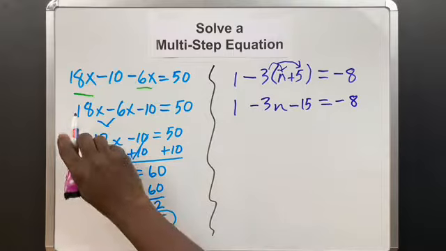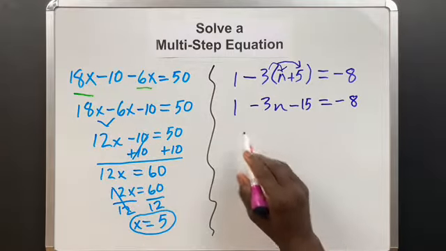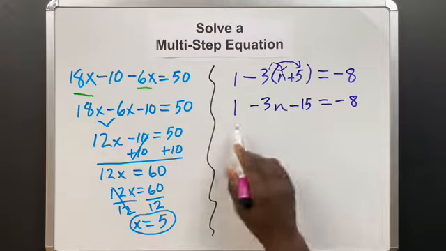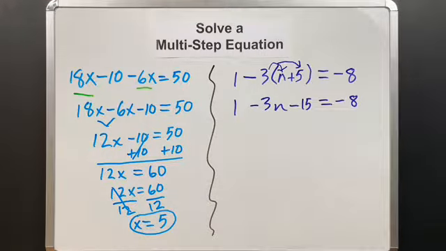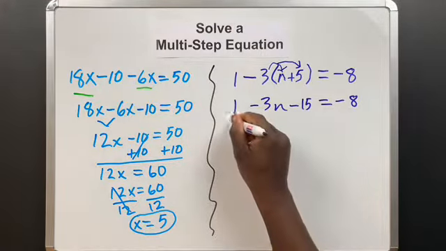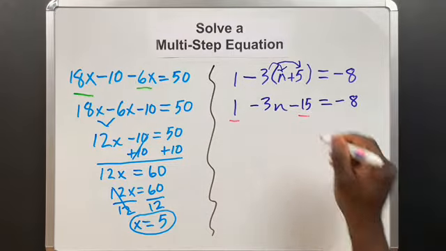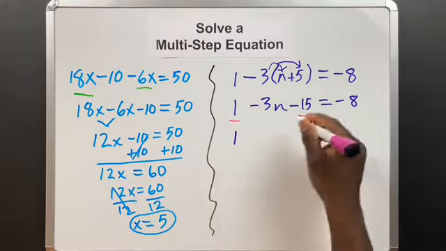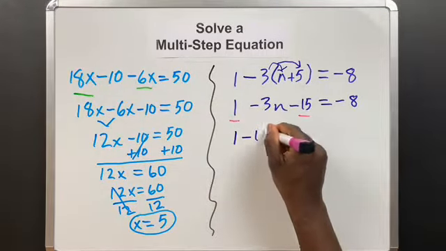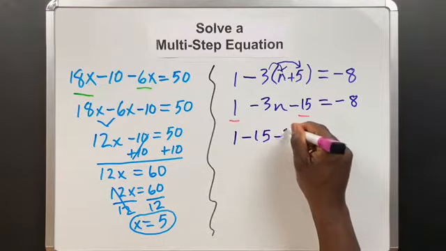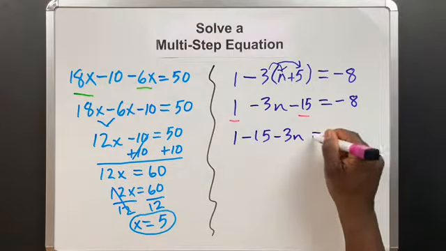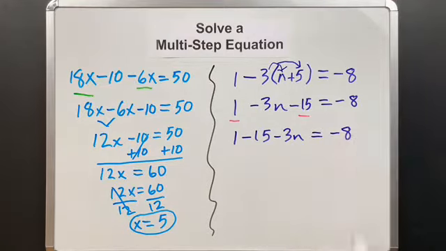Now, just like we did here, we identify the like terms. We have 1, 2, 3 terms. So we see terms in this case are constants, and the terms that are like are 1 and 15. So let's go ahead and group those together first. 1 minus 15 minus 3 times n, bring that 3 times n down, equals negative 8.